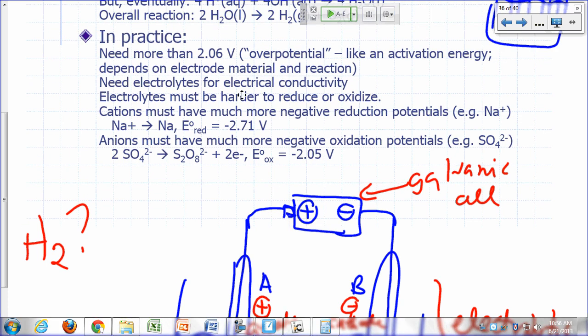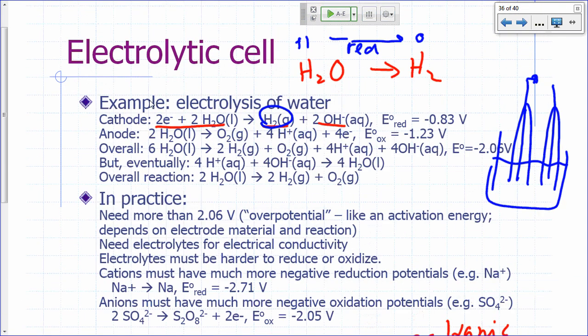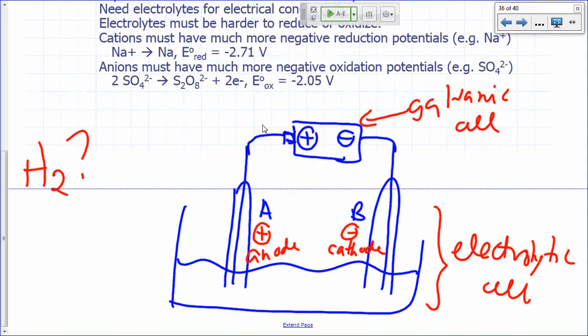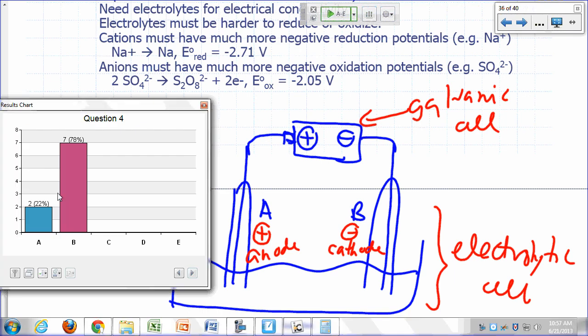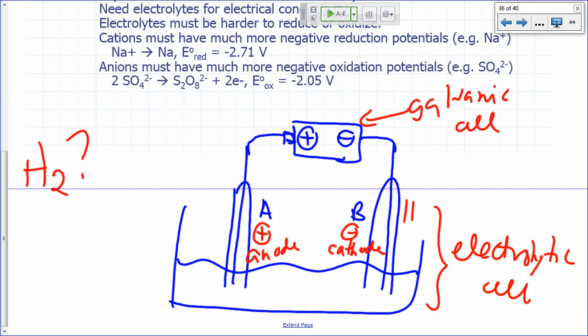Okay, the formation of H2 is, what did we say? Oxidation or reduction? It's reduction. It takes place at the cathode. So reduction of water to H2 takes place at the cathode, so the answer is B. So you generate H2 over here, and you're going to generate O2 over here at the anode.